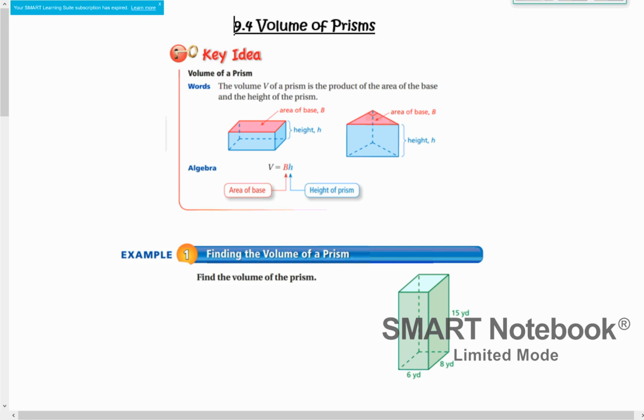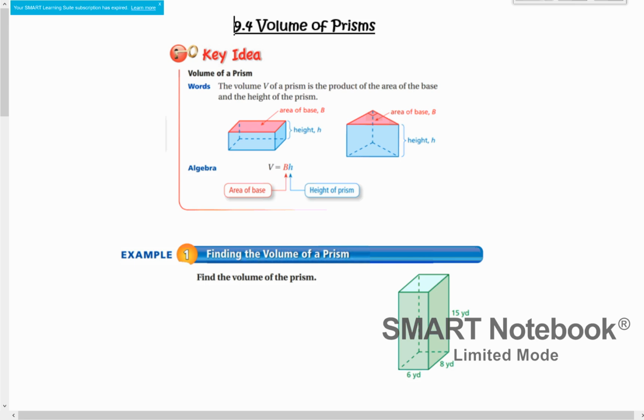Today we're going to learn lesson 9.4, volume of prisms. Now we've already learned how to find the volume of a rectangular prism, which is the exact same thing, except we're just going to make the formula more basic so that it applies to every prism. Okay, so the volume of a prism, remember volume is what's inside.